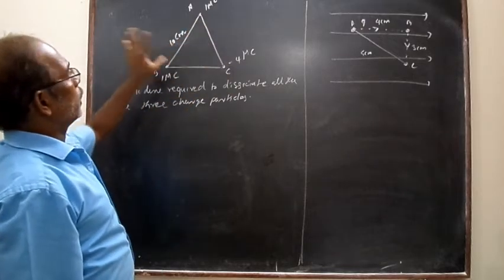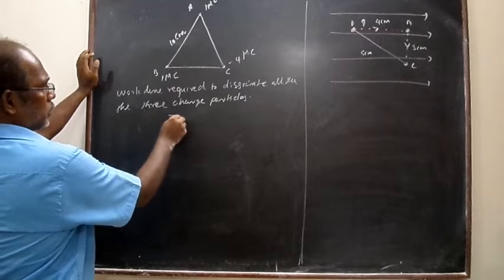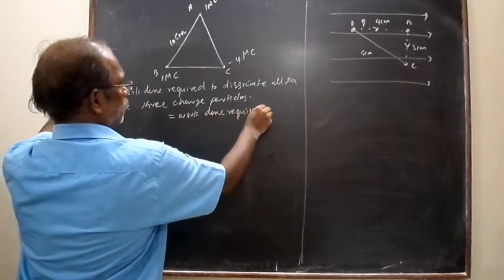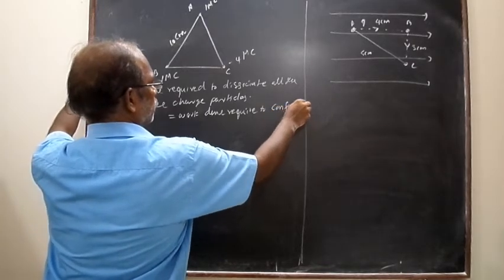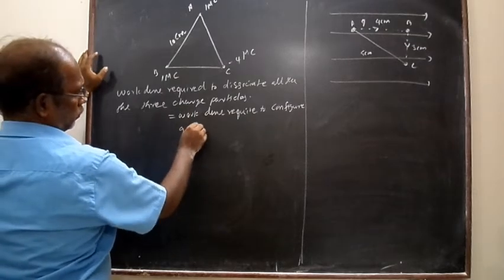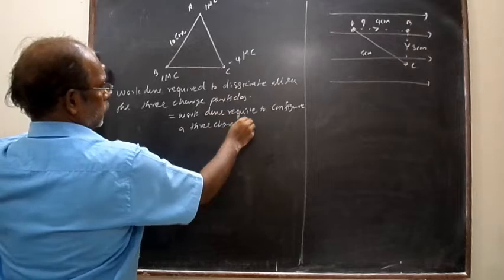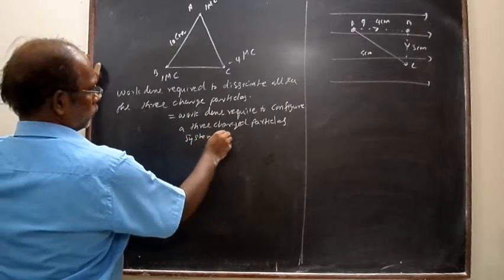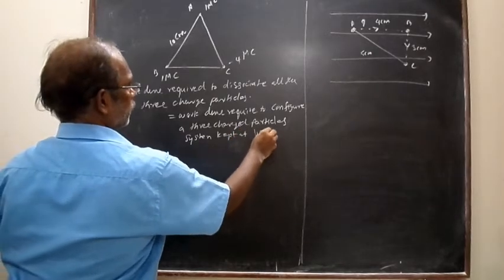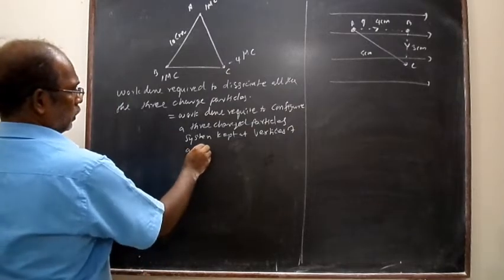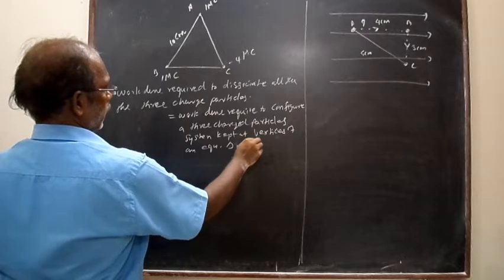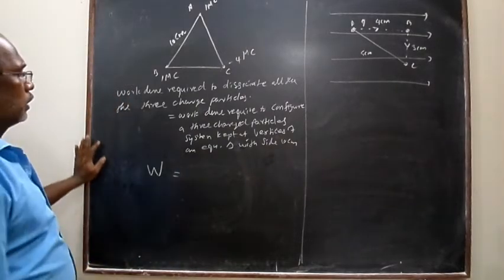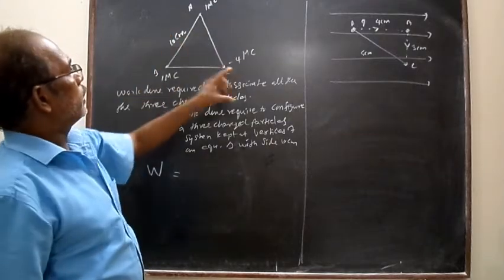The work done required to configure a 3 charge system, that is, charged particles kept at the vertices of an equilateral triangle with side 10 centimeter, will be equal to the total work done, which is nothing but the potential energy to configure this 3 charge particle system.